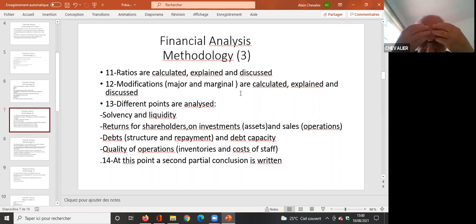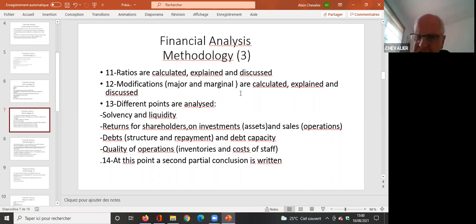Debt capacity is, of course, connected to the structure and the repayment and so on, but is also connected to the level of total equity and also connected to the level of cash flows, which are supposed to be produced in the next few years.